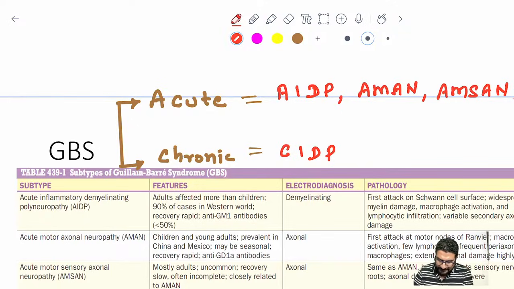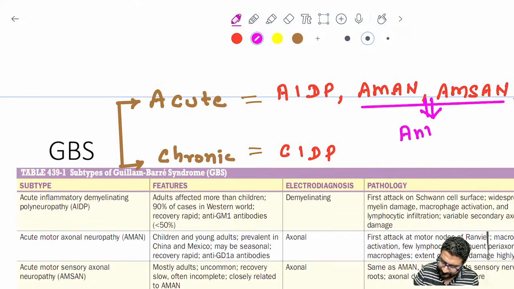Now try to understand this once. This is the acute type, AIDP. AMAN and AMSAN are almost the same. In these two varieties you will find an antibody, anti-GD1A. In Miller-Fisher, you will find anti-GQ1B.